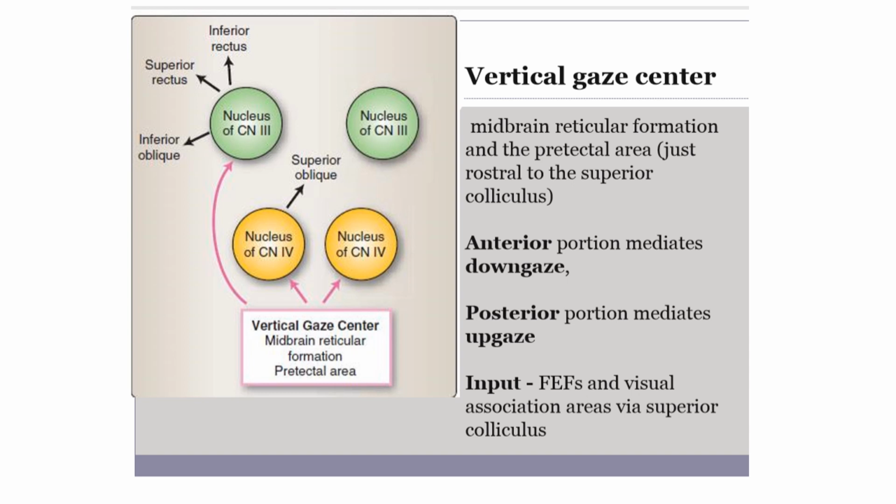Vertical gaze center, so our midbrain reticular formation in the pretectal area, the area just rostral to the superior colliculus. So tectum is the superior and inferior colliculus, remember? Anterior portion mediates downward gaze, posterior portion mediates upward gaze. I remember this one pretty easily: up, U, P, up, posterior. Done, easy, right? Input: frontal eye fields and visual association areas via the superior colliculus.